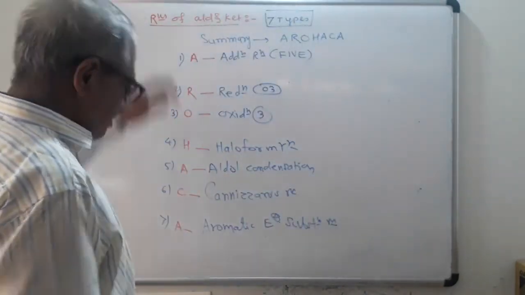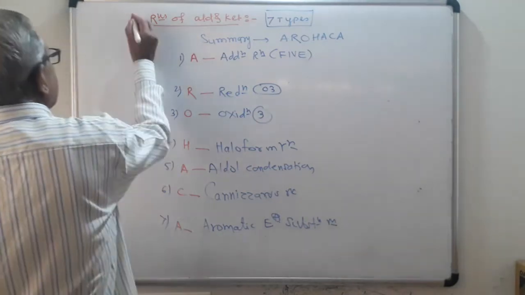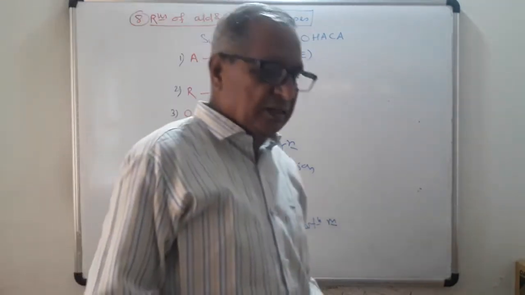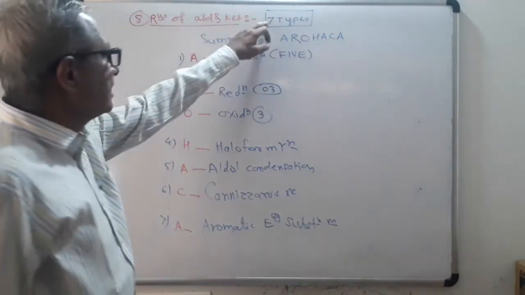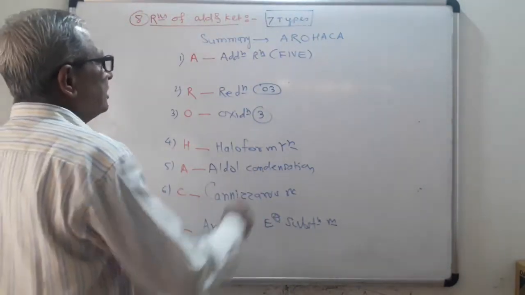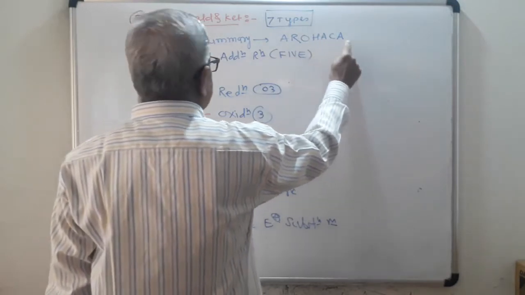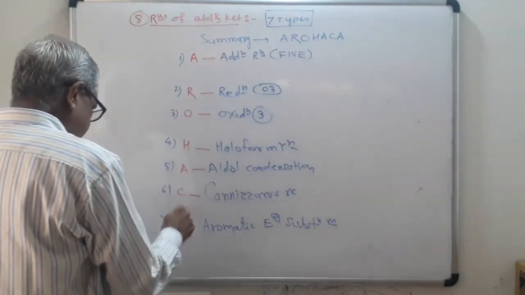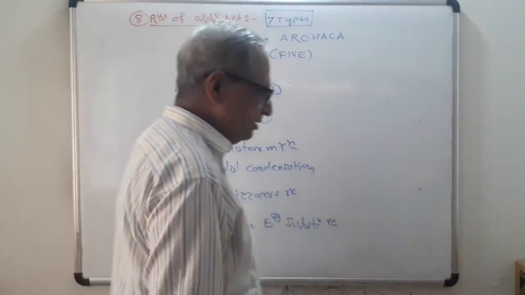So see point number 8. This is our point number 8: reactions of aldehyde and ketone. These undergo 7 types of reactions. These are shortly denoted as AROHACA. I just now explained this one.